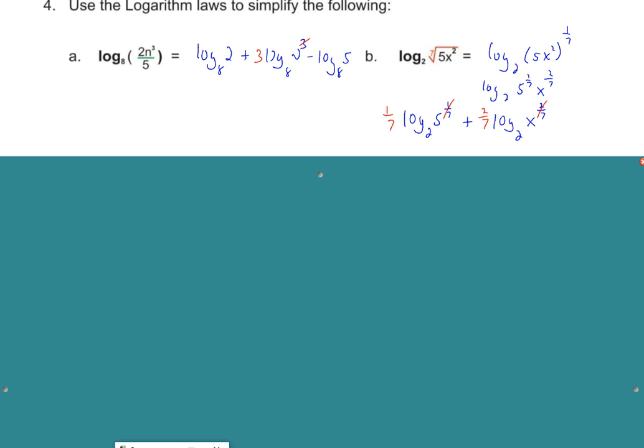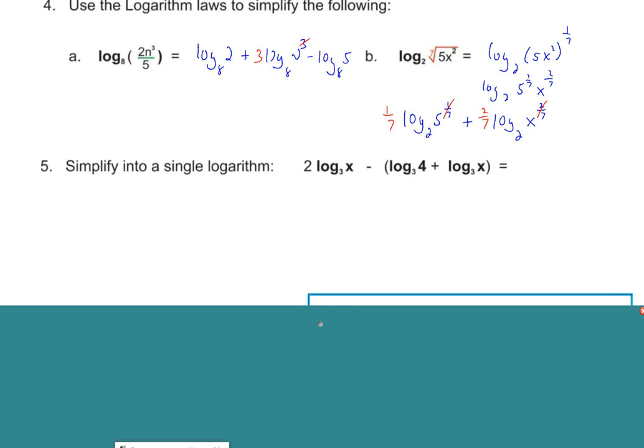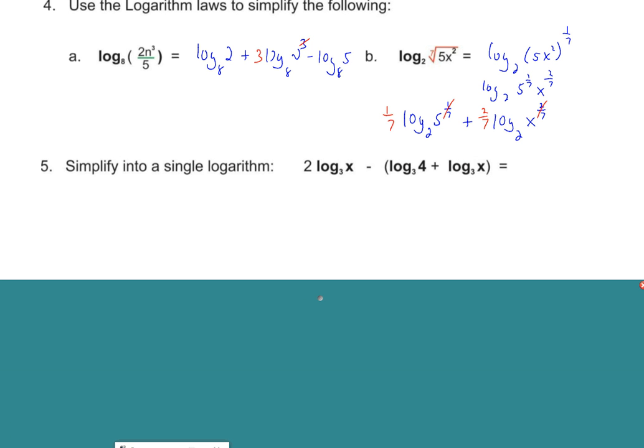Any questions in that one? Anybody? How many got that? Okay. So again, what we know about radicals, 1/7. What we know about exponents, distribute to 1/7. What we know about products, what we know about the power law. So you got to put it all together. Okay. Number 5, simplify into a single.